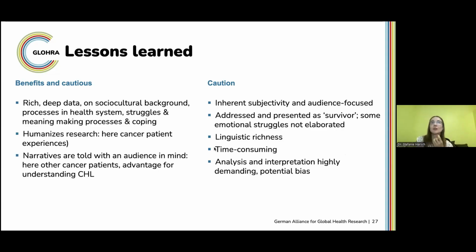However, the narratives that were told had an audience in mind. We informed the cancer survivors, this is for sharing with other cancer patients so that they learn what you're going through. So most likely, they also biased what they shared in terms of what could be helpful for them. Generally, there's an inherent subjectivity in narratives, and they were presented as survivors. It was linguistically very, very rich because we had Swahili, we had English, and we had a lot of variations. It's quite time-consuming, and the analysis and interpretation highly demanding. There are potential biases involved, but we always did it in collaboration together.